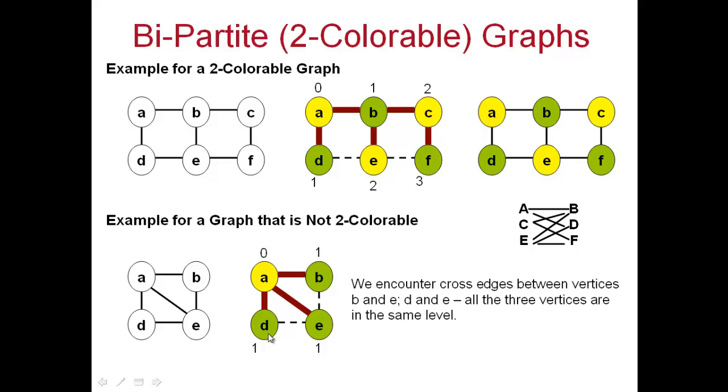So if D and E now have an edge between them, it's not possible to color D and E with different colors because they both came from A and they are just one level away from A. So they have to be of the same color. Okay, so that's why we cannot color D and E with two different colors, and the graph is not two colorable.